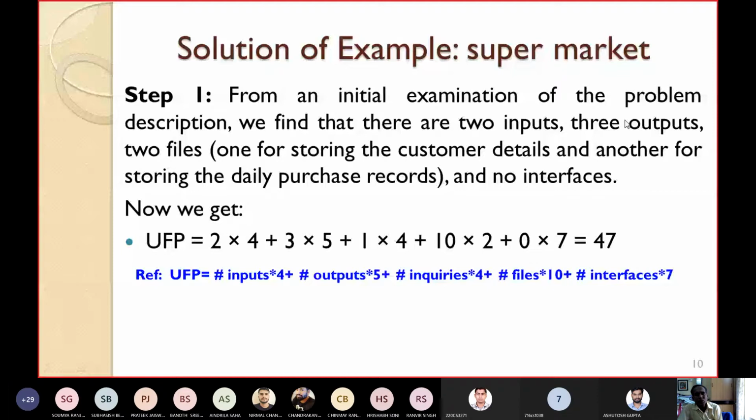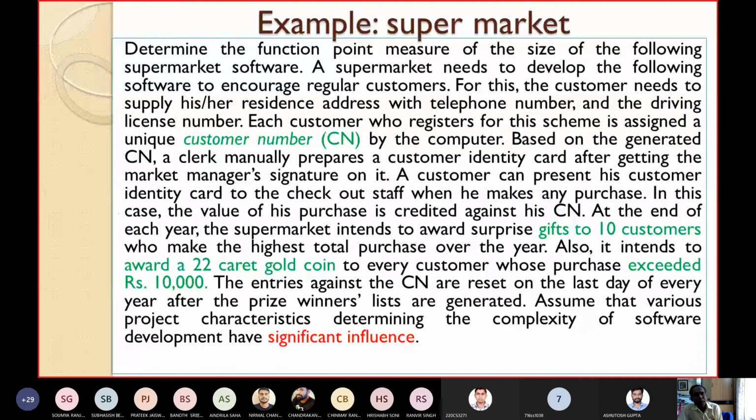One is the regular gift, another is a gold coin gift. So 3 outputs. 2 files are required, one for storing the customer. Even if it is not mentioned explicitly, you have to analyze the problem and extract from it how many files will be required. From a cursory analysis of the problem, you can see that there will be 2 files required, one for storing the customer details and another for storing the daily purchase records.